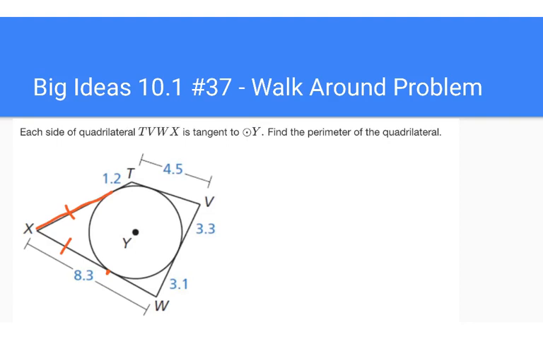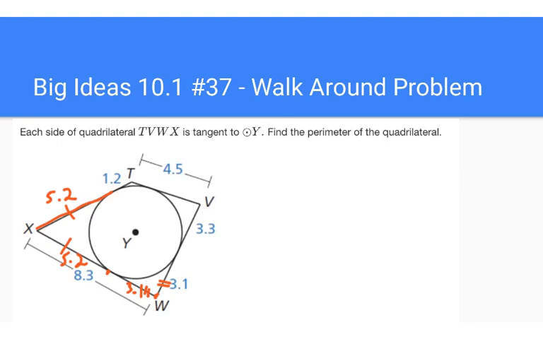But actually you do know it, right? You do know that this is 3.1 also. From that theorem last week, and this is an important theorem, that from an external point, the tangent segments drawn to the points of tangency are going to be congruent. So this piece is going to be congruent to this piece. That's going to be 3 1/10. That makes this 5 2/10. Okay, that makes this 5 2/10.